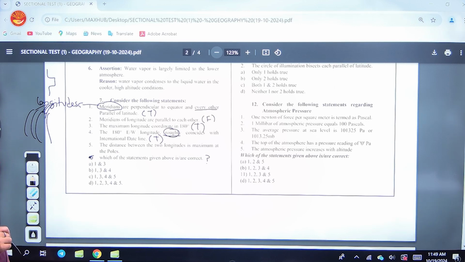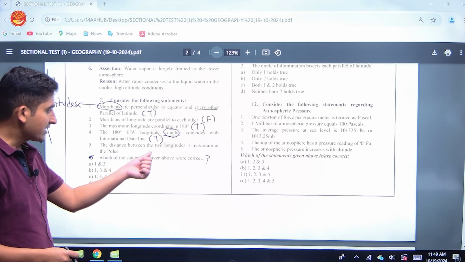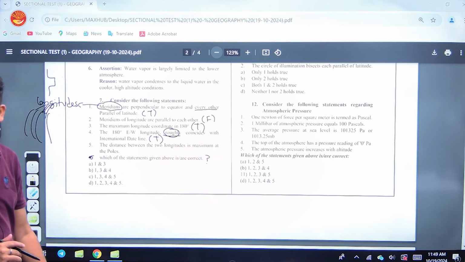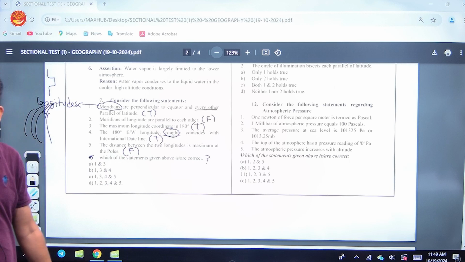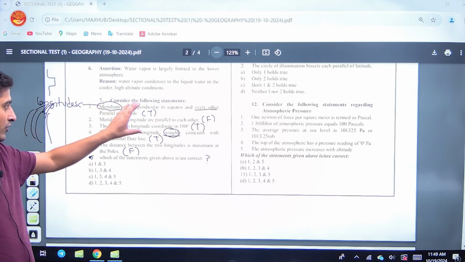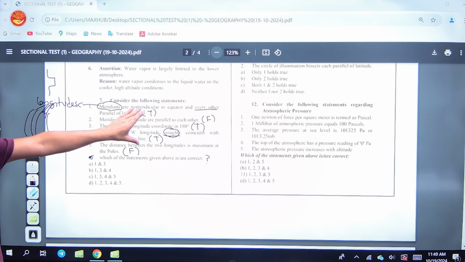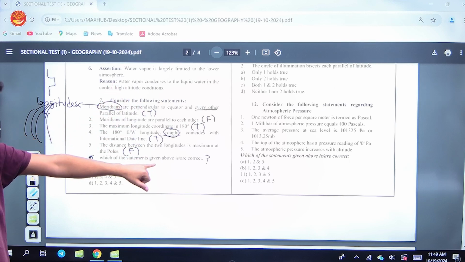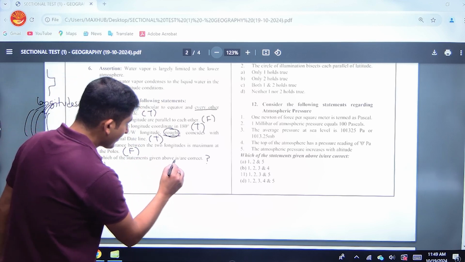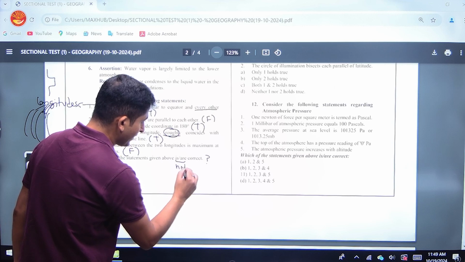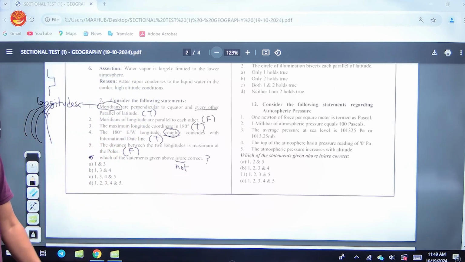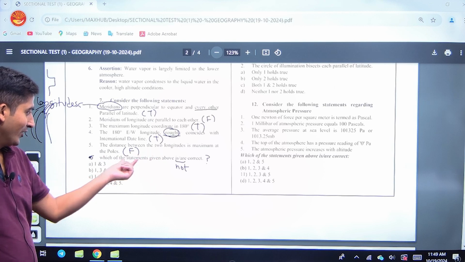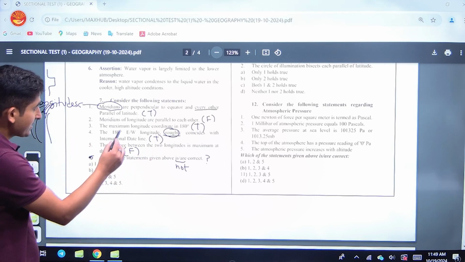Okay. The statement: the distance between the two longitudes is maximum at the poles. This is false because at the poles it is 0. That's why you have to focus upon each of the statements. And after focusing, here instead of 'is correct' it can also be 'is not correct', in one place it will be. So that's why the first statement is true.